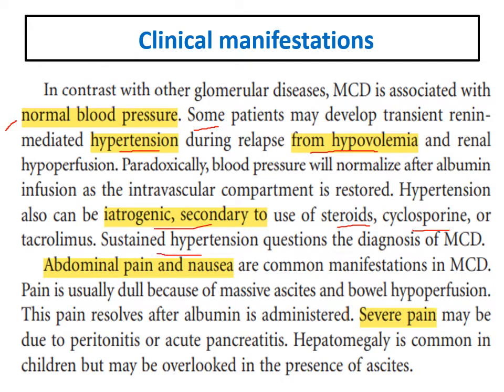Abdominal pain and nausea can happen and are common manifestations in minimal change disease. Pain is usually a dull pain caused by massive ascites and bowel hypoperfusion and edema. But if the child complains of severe pain, you should suspect peritonitis and acute pancreatitis. Very important. If the child still complains of a more severe pain, you should exclude peritonitis or acute pancreatitis.